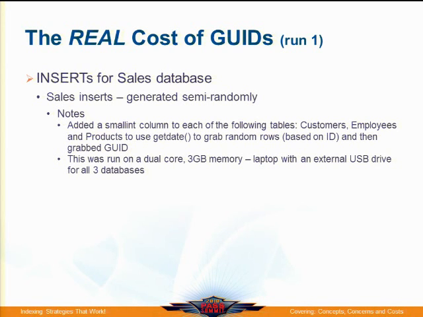And I started on a machine that was a dual-core with 3 gig of memory. It was a laptop, and I was using an external USB drive. Not a great combination, but the idea is, not super fast LUNs, and not all of your servers have great hardware, so let's start with that. I did the insert into the sales database on integers. It took a whopping 17 seconds. It was pretty fast. That's what we'd expect.